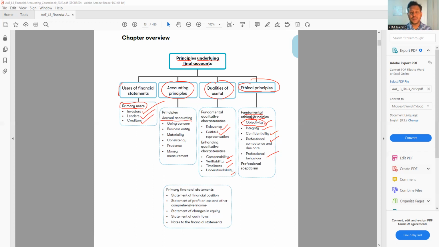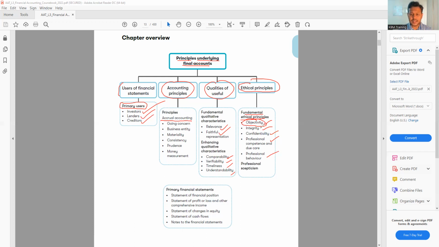As an accountant, we always have to make sure we are not taking one side because of some interest. This is the main objectivity principle we have. We need to make sure, as an accountant, we represent ourselves in a fair way.